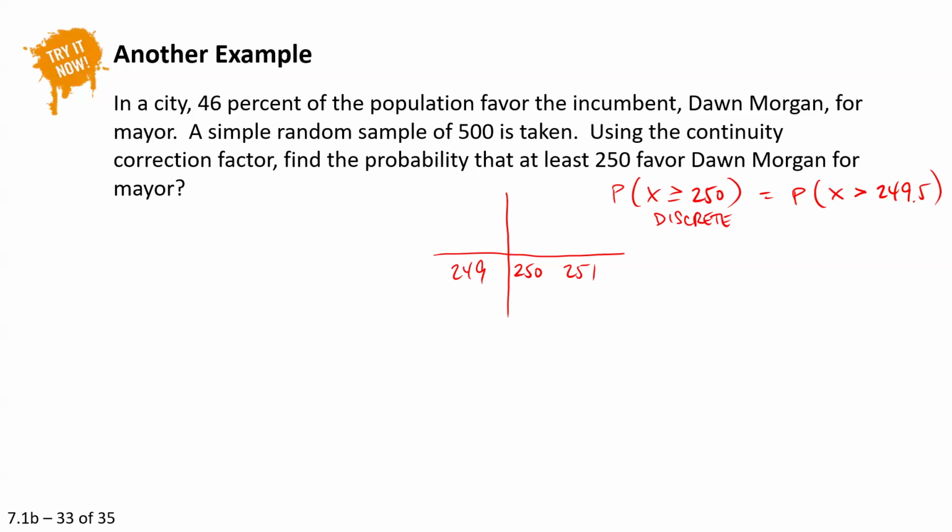So I asked you if this works, you said yes. I asked you if this works, you said yes. I asked you if this works, you said no. So halfway in between these two is 249.5. So you actually know how to do this. Okay, so for a continuous distribution, this is what we're going to be using here. And if it's 249.5, what's our p hat for that?